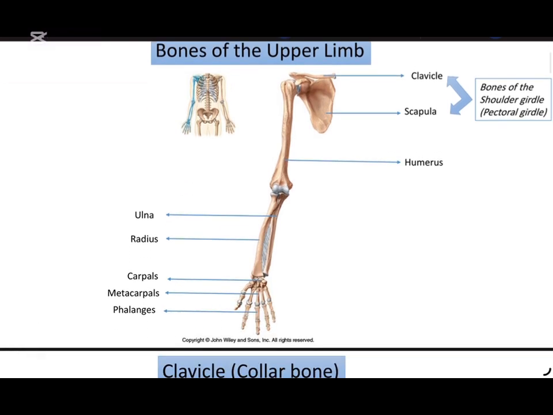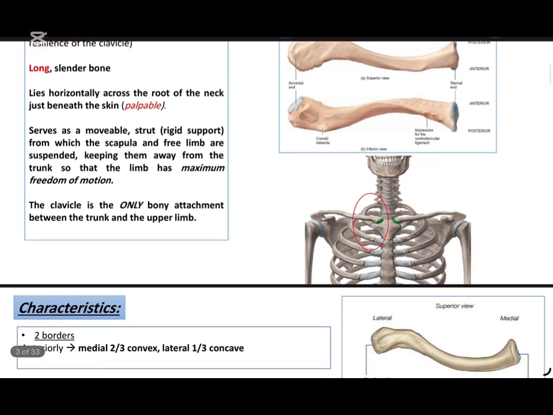of the upper limb. First, we have the clavicle and the scapula. Together, we call them the shoulder girdle or the pectoral girdle. Then we have a long bone here, a single bone in the arm, we call it the humerus. We have two bones in the forearm, the ulna and the radius, and finally a group of bones in the hand, we call them carpals, metacarpals, and phalanges. So let's start talking about each one of them.